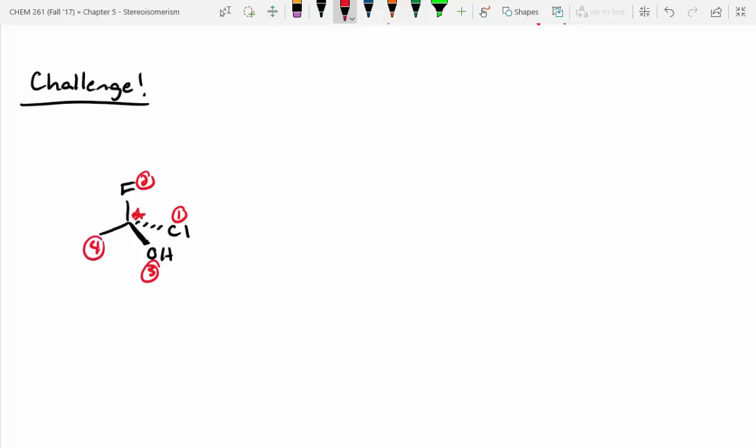All right, so I'm going to go ahead and connect all of these. But we're running into a problem. Our lowest priority isn't sticking out of the page or going into the page. So we're a little bit stuck at this point. But I'll show you guys a simple trick you can use. And I'll write this down. The problem is the lowest priority is in plane.